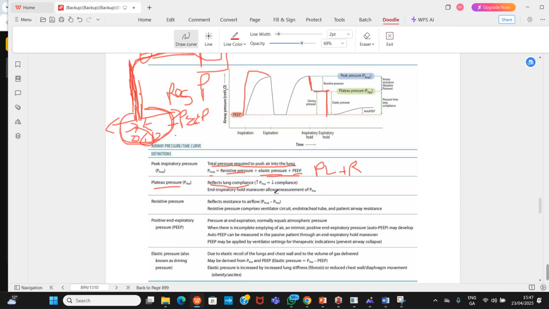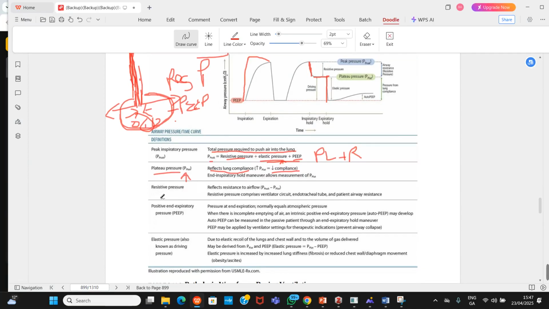So plateau pressure reflects lung compliance. Don't forget, we have said it, because plateau pressure contains elastic pressure, so definitely it is going to be affected by compliance. If there's reduced compliance, there's going to be increased elastic pressure, just like we said the other time. And it means that the plateau pressure is going to be increased. Don't worry, I'm going to show us in the diagram.